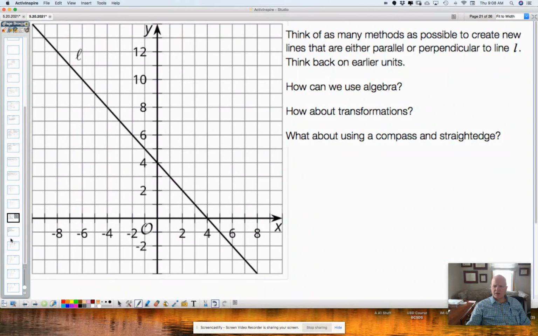Think of as many different ways as you know to create new lines that are either parallel or perpendicular. The parallel lines will have the same slope. Perpendicular lines would have the opposite reciprocal slope of this line. So we would need to find it. If we translated it, we could do a translation. To rotate it, if you went x, y, and you changed the variables, so you swapped places, and made one of them negative, this would be a rotation of 90 degrees. So this would get you where you wanted to be.